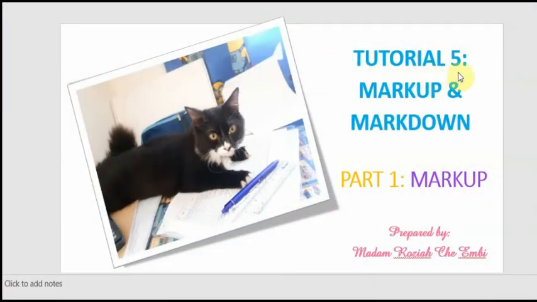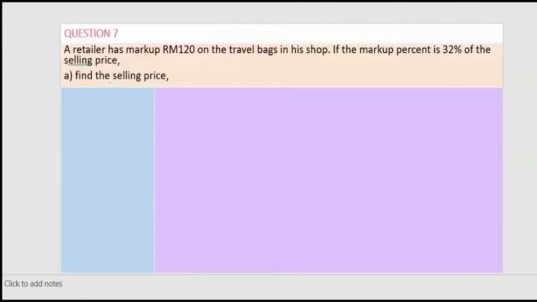Untuk tutorial 5 kali ini, saya akan membincangkan soalan berkaitan dengan markup. So, kita tengok apa soalannya. A retailer has markup 120 on travel bag in his shop. If the markup percent is 32% of the selling price, find the selling price.